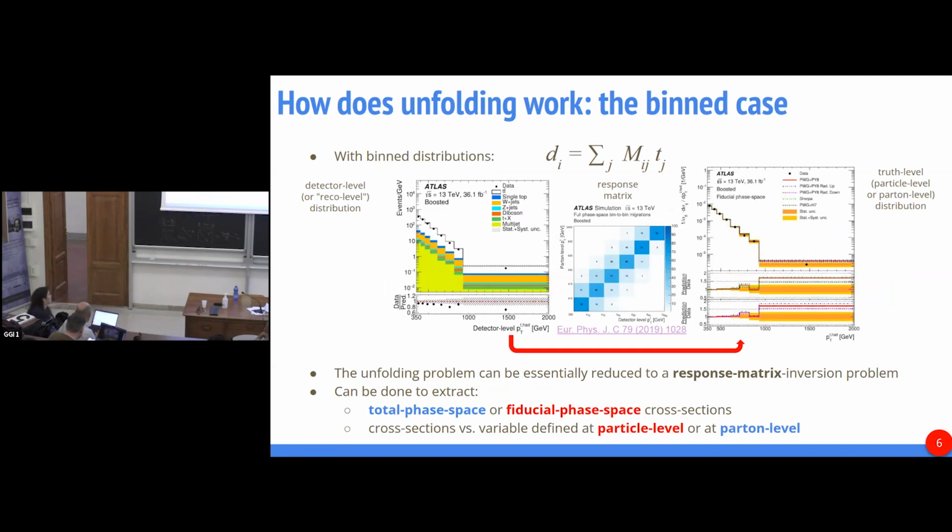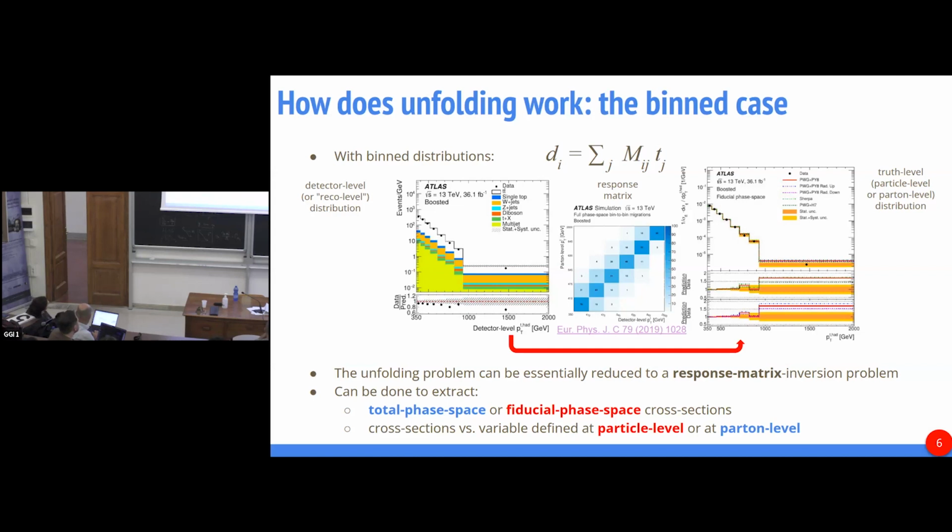This is the folding procedure, which we do, for instance, with a simulation. But then what we want to do for the unfolding is to go from the reconstruction level distribution, or the detector level, to the truth level. Okay, so this is a simple case where you have the same number of bins here and here. Then we can formalize it in a very simple way, just with a matrix here.